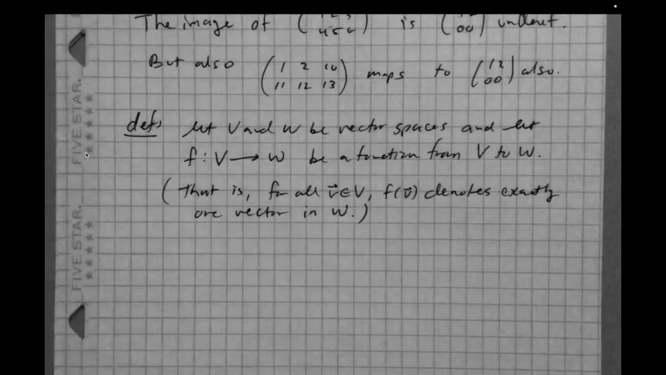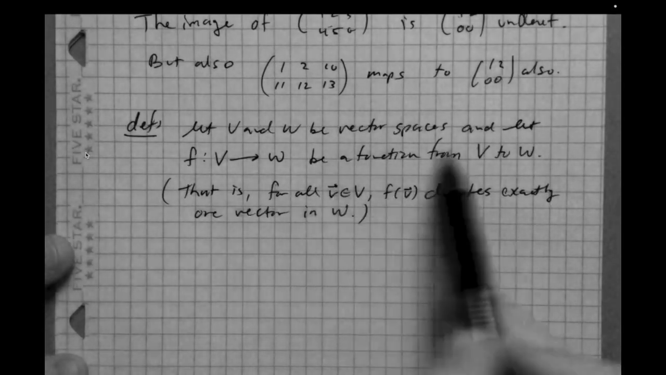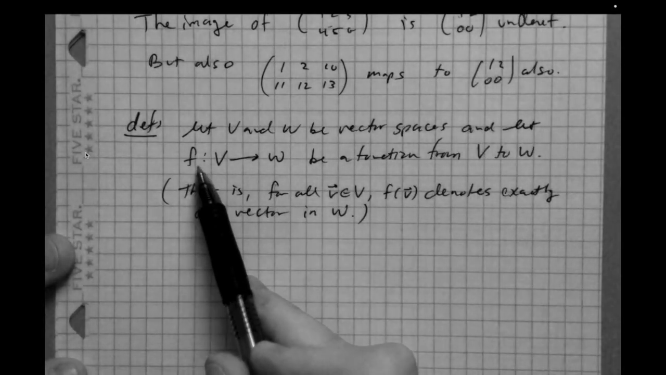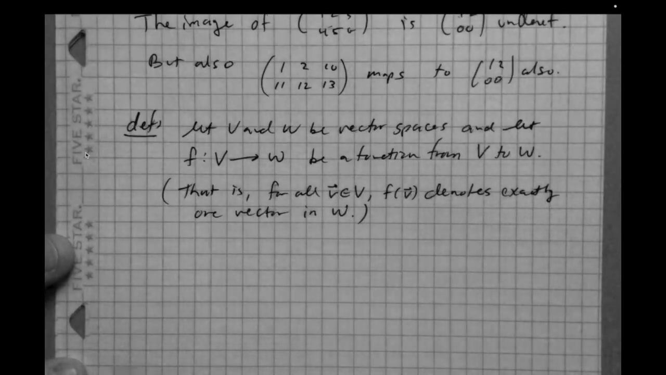Okay, that's what it means to be a function. Just to make that explicit, that's what the previous example showed you, to refresh your memory on this idea of a function. It's very important when we're talking about linear transformations that we are talking about functions. So let V and W be vector spaces, and let F be a function from V to W.